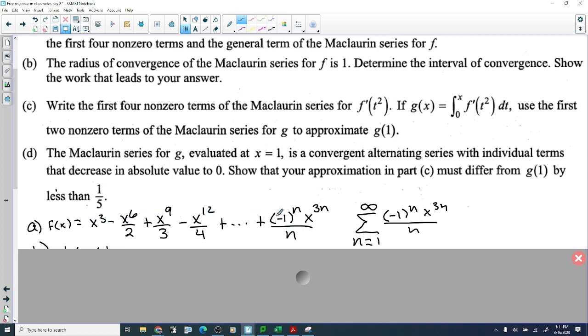This alternates, so we have negative 1 to the n, x to the 3n, these are multiples of 3, and then underneath we have 1, 2, 3, 4, so over n. And then I wrote it as sigma notation.